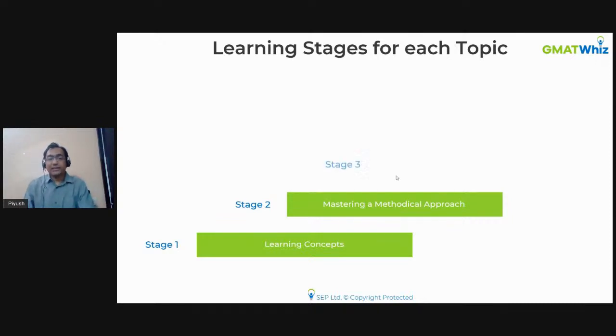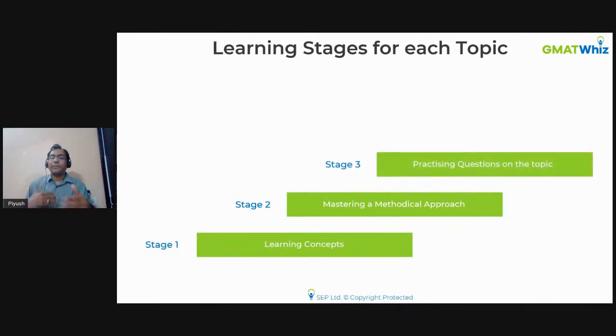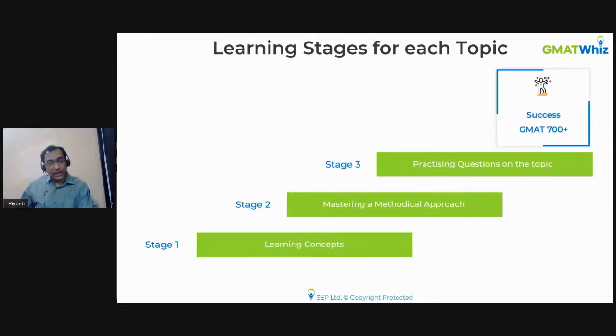Okay, and then comes stage 3, where after you have learned the approach, you will practice questions on that topic to streamline the approach, to streamline your understanding of the concepts and get them right. So that's where stage 3 comes. And if you follow these 3 stages as they are, you are bound to get a score of 700 plus. You are on target. You will always reach your goal.